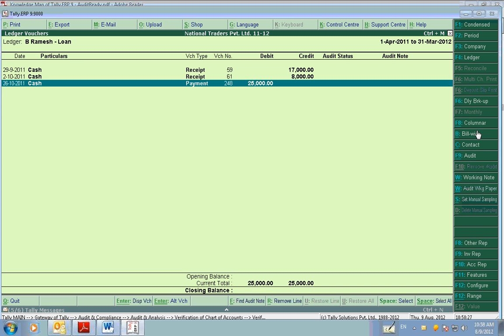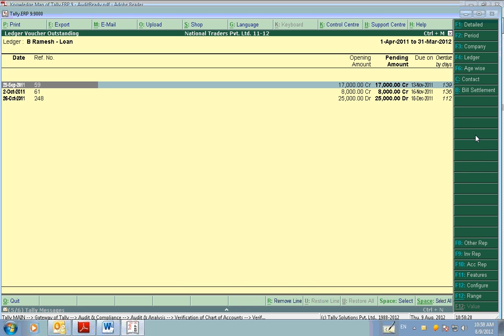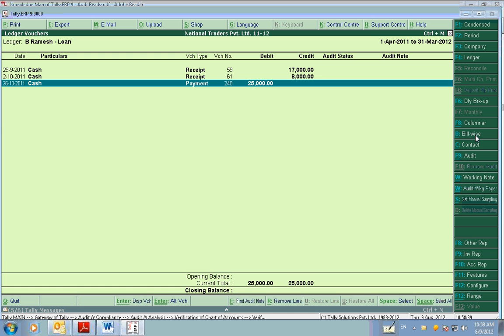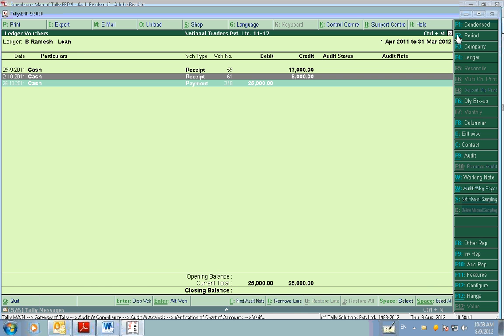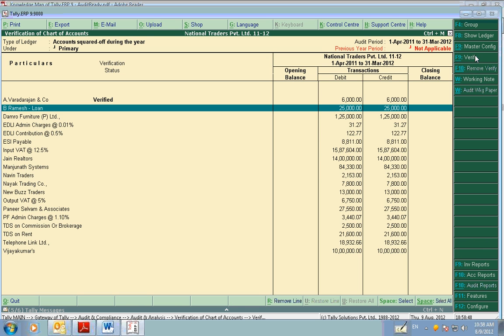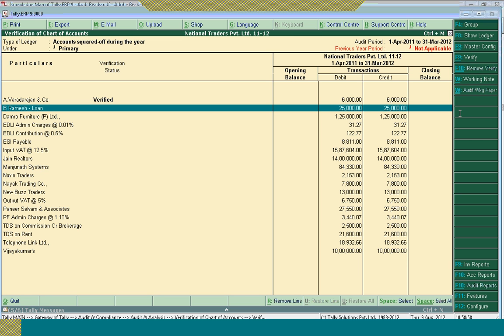The focus here are certain options. As this is a Ramesh loan, if you have accounted bill-wise, you can check the bill-wise details, what exactly is both debit and credit, and what is the due date period and all this. So go back to the ledger. Now this entire ledger is having such balance, and you can just check. Yes, these can be verified and it is as correct as per your books of accounts.